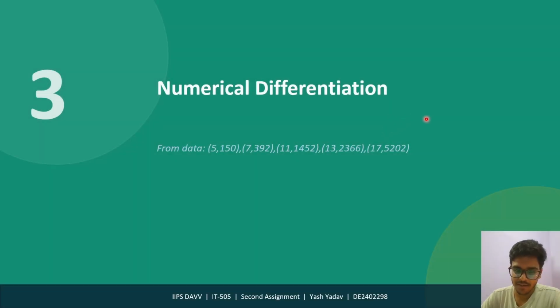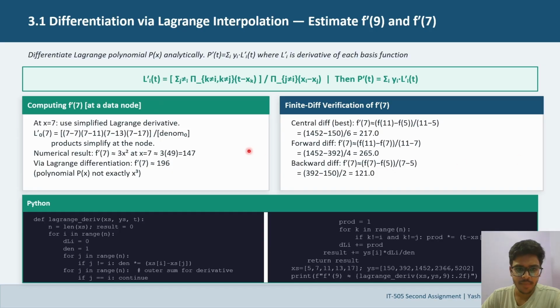Section 3, numerical differentiation from data, which is given. Okay, so differentiation via interpolation. In the interpolation based approach, we take our Lagrange polynomial p of x, which passes through all 5 points, and differentiate it analytically to get p prime of x. This gives an approximation of f prime of x.